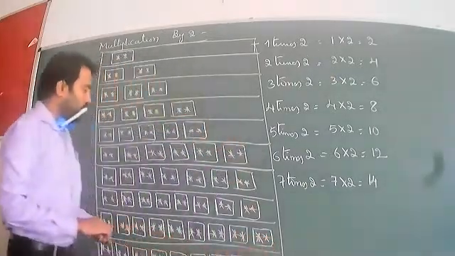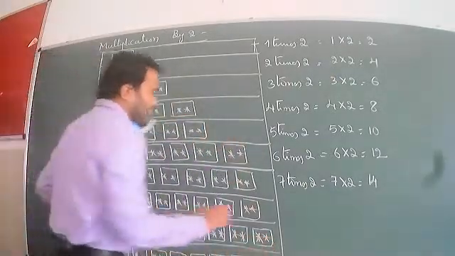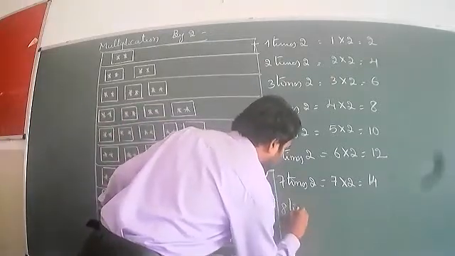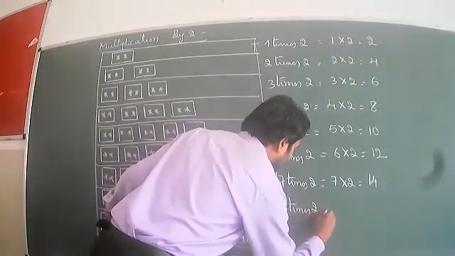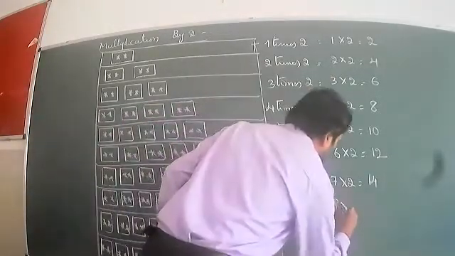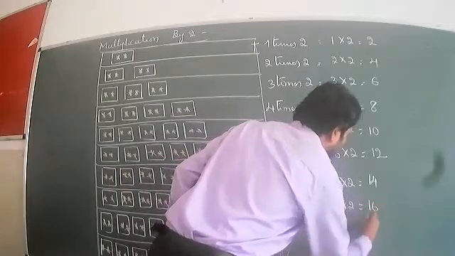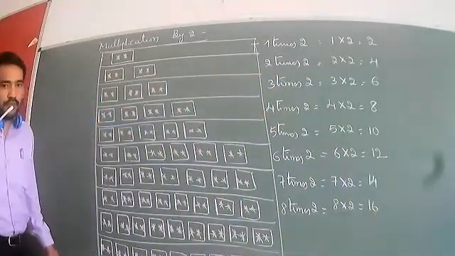Next, we can find another one. How many times is 2 repeated? 8 times 2. So 8 into 2 equals 16.